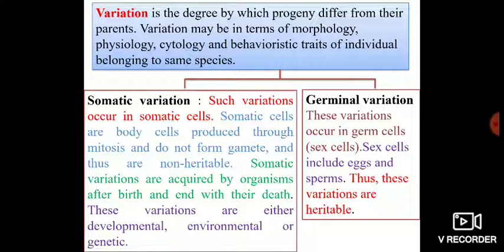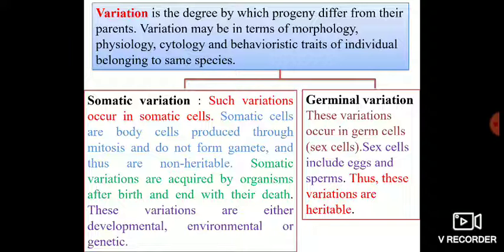When an organism is born, it acquires some somatic variations. These variations are present in the body cells, and when the organism dies, these variations are lost. These are not transmitted to the next generation. You have to remember that those variations which are present in the somatic cells or body cells of an organism are known as somatic variations. These variations are never transmitted to the next generation.